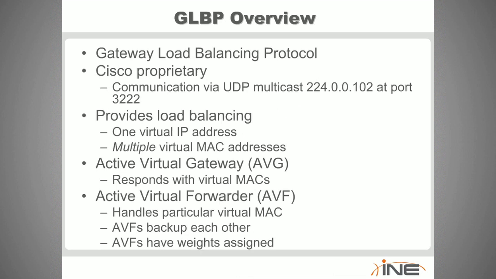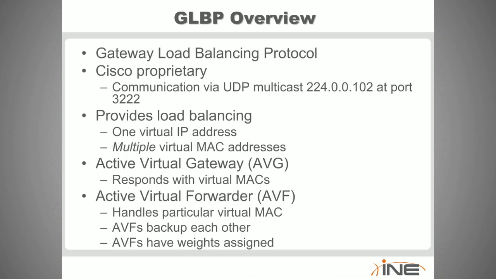The third one we have is Gateway Load Balancing Protocol, or GLBP. This is also Cisco proprietary. It uses a different UDP multicast address, 224.0.0.102, and it uses port 3222. Now the main advantage of GLBP over HSRP and VRRP is that there are multiple active routers at the same time. So it's going to provide load balancing for us.